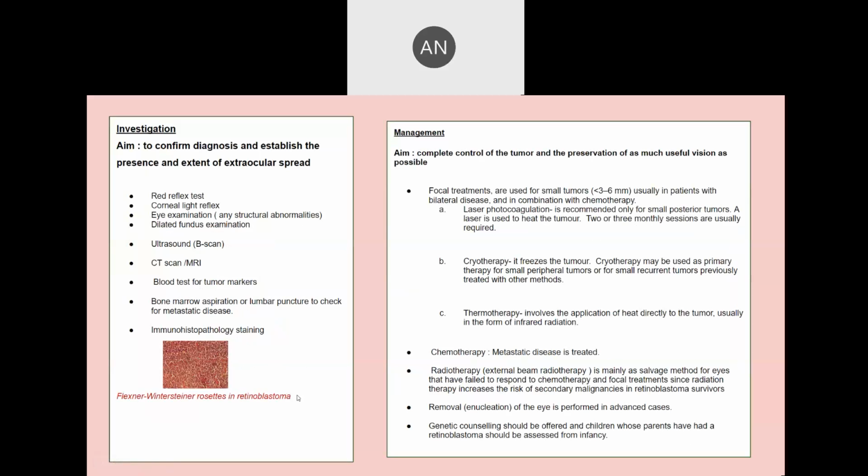So next, I will proceed with the investigation. The aim of the investigation is to confirm the diagnosis and to establish the presence and extent of extraocular spread. So we have the red reflex test, corneal light reflex to look for strabismus, and then we can do the eye examination to look for any structural abnormality. Then the dilated fundus examination.